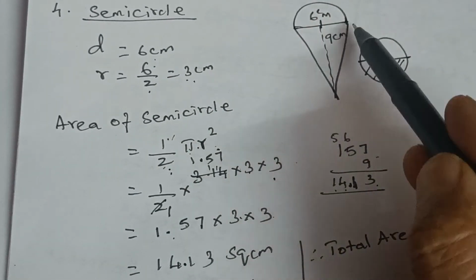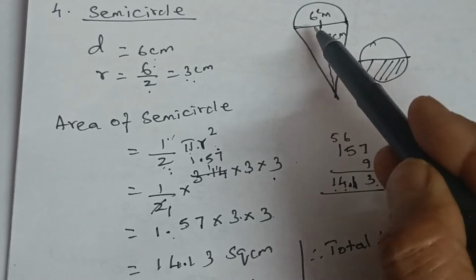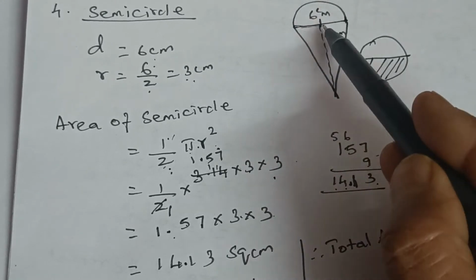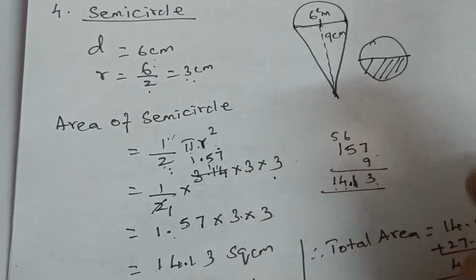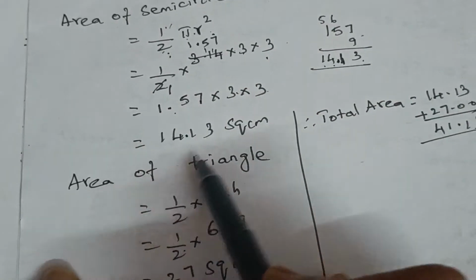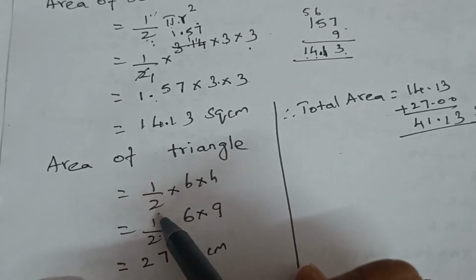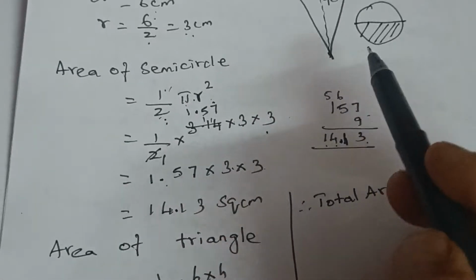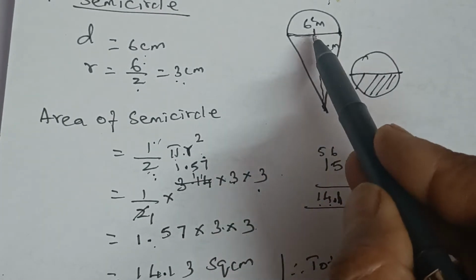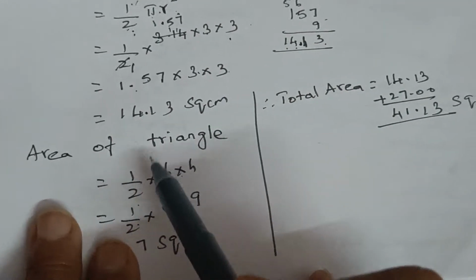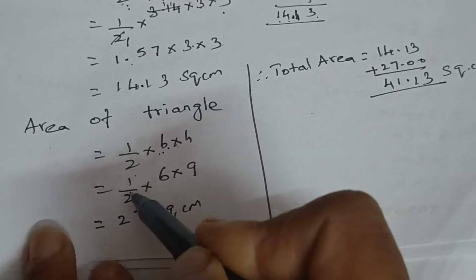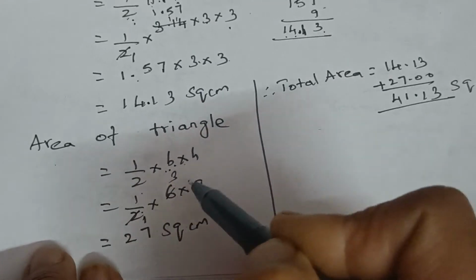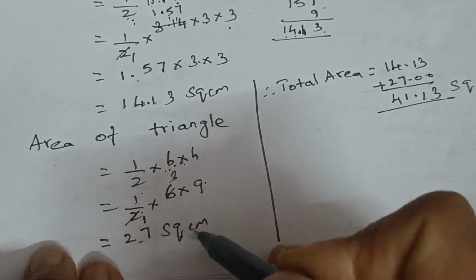Now we have to find the area of the triangle. So for triangle, what all we need? We need the base and the height. Base is 6 centimeter. Height is 9 centimeter. What is area of triangle? 1 by 2 into base into height, B for base, H for height. So 1 by 2 into 6 into 9. You cancel 2 and 6, both are even numbers. 2 ones are 2, 2 3s are 6. That's all. 3 9s are 27 square centimeter.